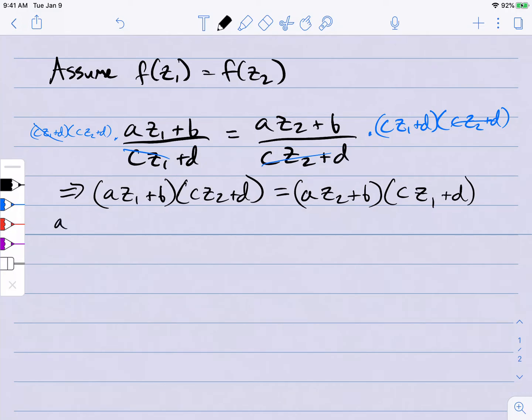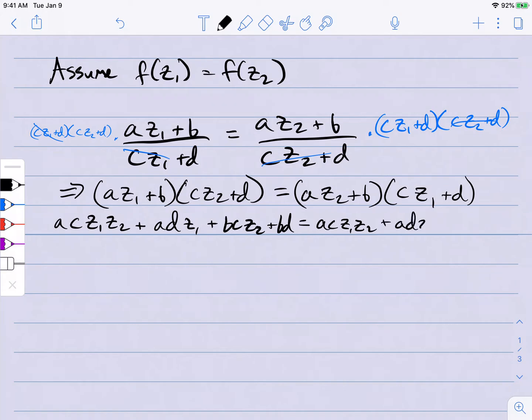So on the left side I get a c z1 z2 plus a d z1 plus b c z2 plus b d, and then here I get a c z1 z2 plus a d z2 plus b c z1 plus b d. Okay, and then we can cancel several things. So that are equal. These cancel.